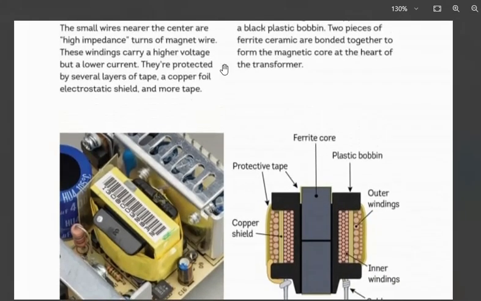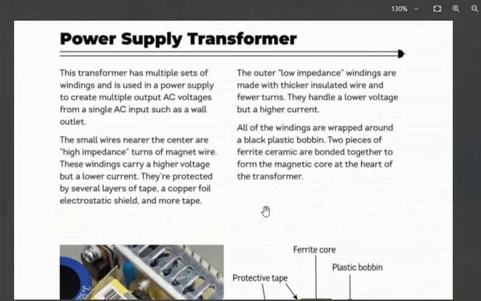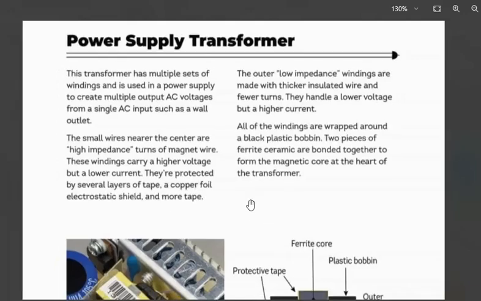And if we talk about how it works, a transformer has two sets of windings, primary and secondary. First, let's start with the primary winding. The primary winding is connected to the input AC voltage, and the magnetic field created by the current flowing through the primary winding induces a voltage in the secondary windings. The number of turns in each winding determines the output voltage ratio.